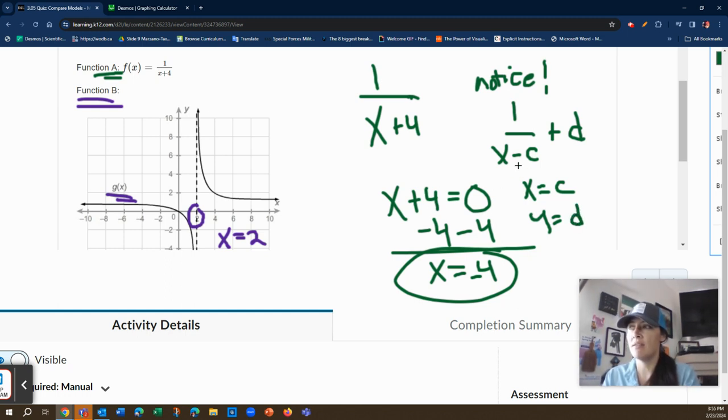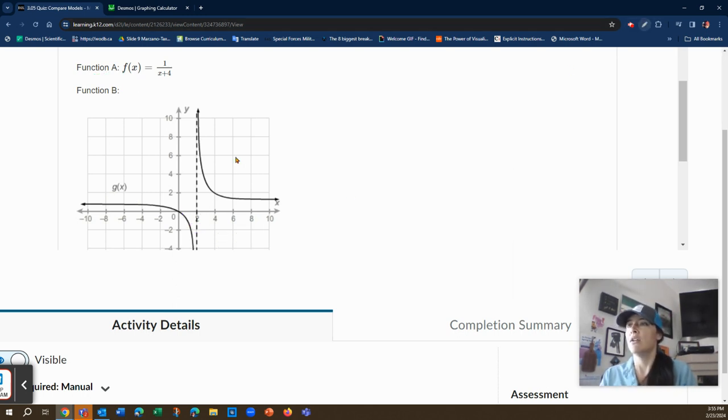If it's x minus c, it'll be the opposite, right? That's plus 4, so the asymptote's at negative 4. If it's plus d, it'll be at that positive number, or if it's negative d, it'll be at that negative number. It'll be a direct relationship, not the opposite sign. Okay, so we got x equals 2 and x equals negative 4.